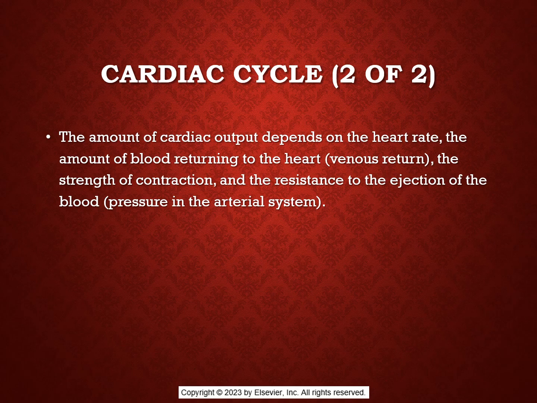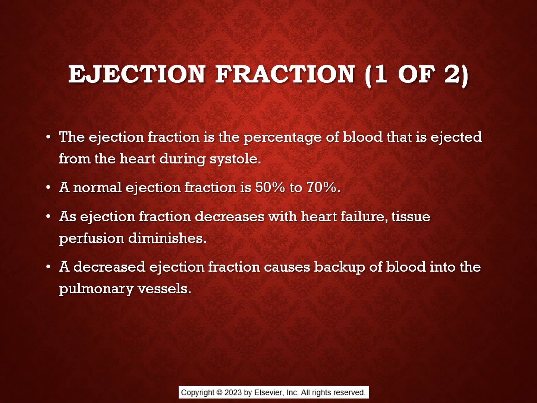Stroke volume is equivalent to the amount of blood ejected by a ventricle during one contraction. Cardiac output equals stroke volume multiplied by the heart rate. The ejection fraction is the percentage of blood that is ejected from the left ventricle during systole. A normal ejection fraction, also known as an EF, should be between 50 and 70%. As the ejection fraction decreases with heart failure, tissue perfusion will diminish.